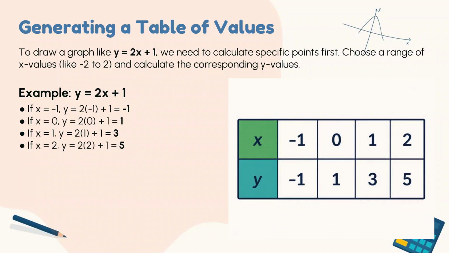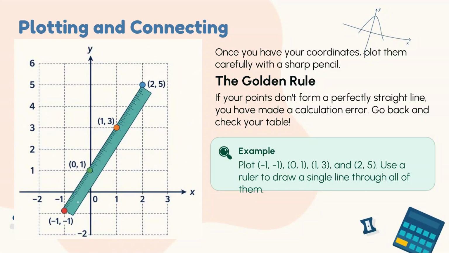If x equals 0, y equals 2 times 0 plus 1, which is 1. So another coordinate is 0, 1. If x equals 1, y equals 2 times 1 plus 1, which is 3. So the coordinate is 1, 3. If x equals 2, y equals 2 times 2 plus 1, which is 5. So the coordinate is 2, 5. Once we have our coordinates, we plot them carefully on the grid. For the equation y equals 2x plus 1, we can plot the points.